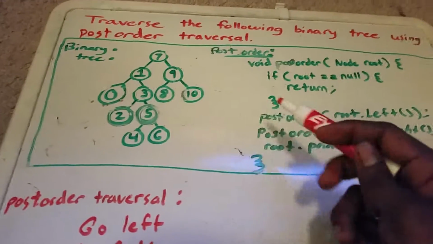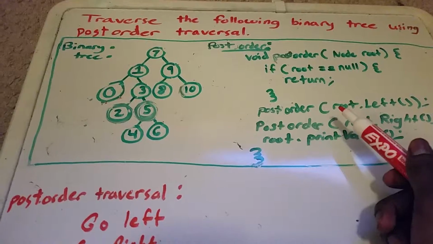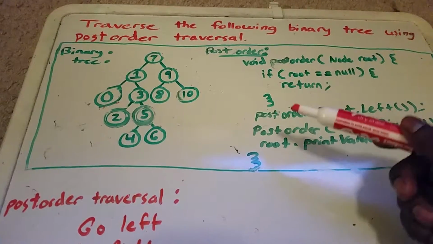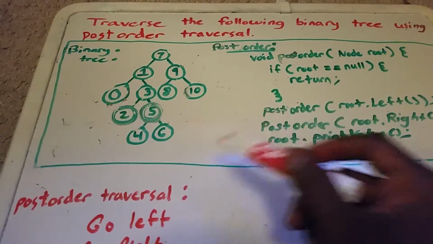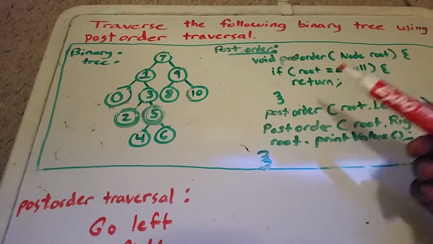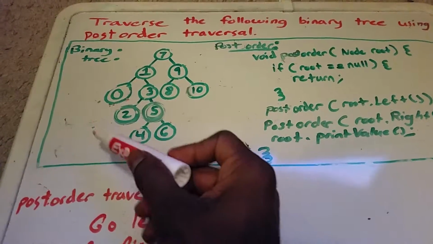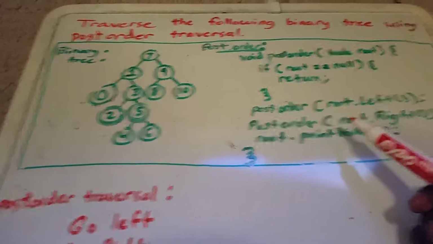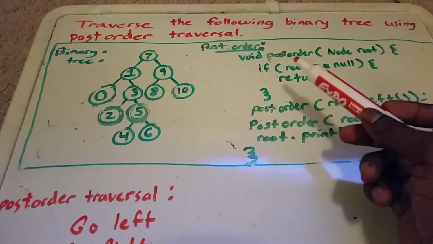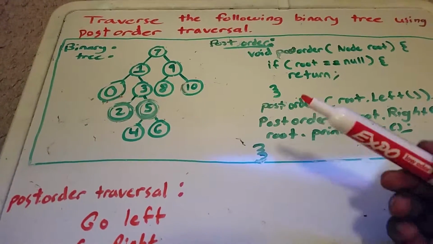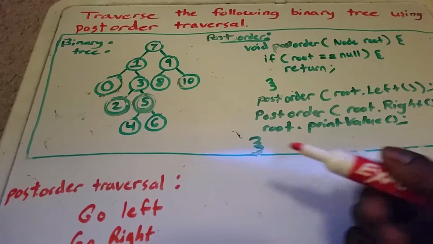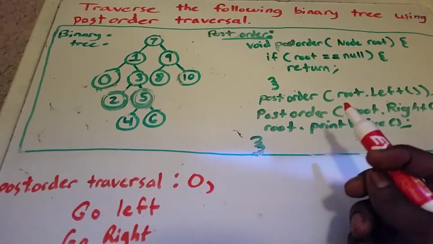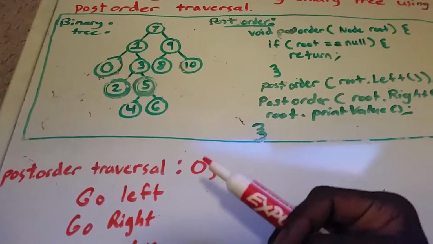We start with the root, which is 7, and we're going to go left. So we go to 1, and 1 is not null. We are going to go left again. We get 0. 0 is not null. We go left. We have a null value to the left of 0, so we're going to return. And now we're going to go to the right of 0, and we have a null value. So we return back to 0, and then we're going to print the node, which is 0. So that was the node value, 0.